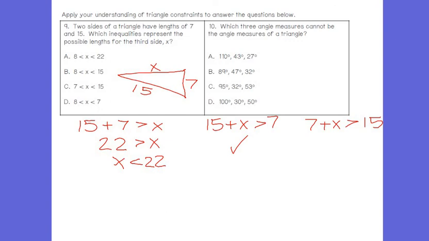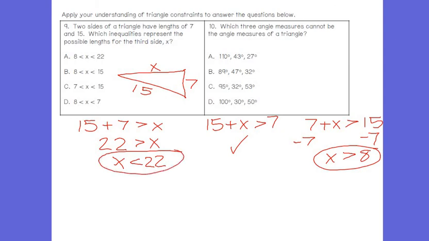Then this last one, I look at it and I'm like, well, I see a parent, a kid, and a different house, don't you? Yes. How do I get the parent by itself? You subtract 7, the kid, from both sides. You should be writing this. And I'm left with x has to be greater than what? 8. So these two have now given me all the information I need.